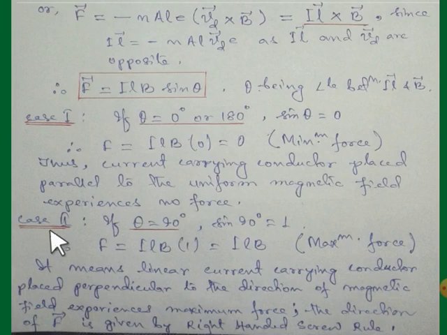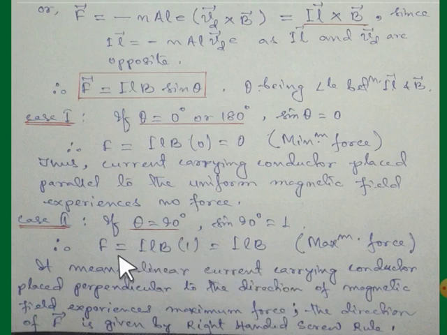Case number 2. If your theta is equal to 90 degree, that means your current carrying conductor is placed perpendicular to the direction of the magnetic field B, then sine of 90 degree will be equal to 1. When you place sine 90 degree in this expression of force, it will be I L B. And this is the maximum force experienced by that current carrying conductor. So when the current carrying conductor is placed perpendicular to the magnetic field, it will experience maximum force, equal to I L B, or to remember easily, you can also call it BIL. This F equal to BIL will be the maximum force.